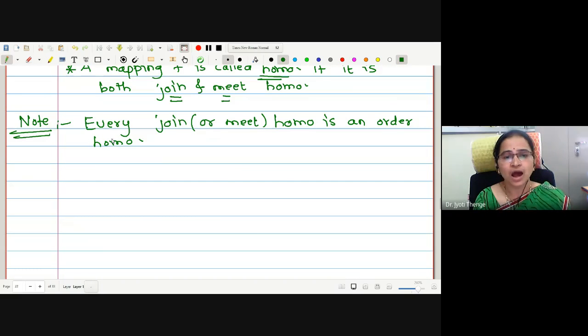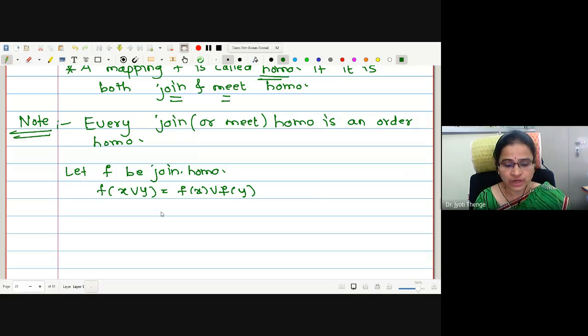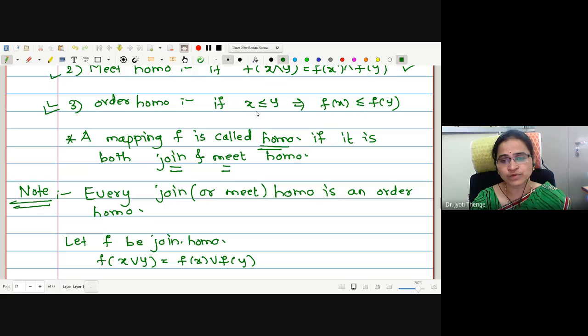Let us check how that join homomorphism gives us the order homomorphism. Let F be a join homomorphism. What is the meaning of join homomorphism? F of x join y is equal to f of x join f of y. The join operation is present. Now we want to check whether it is an order homomorphism or not.